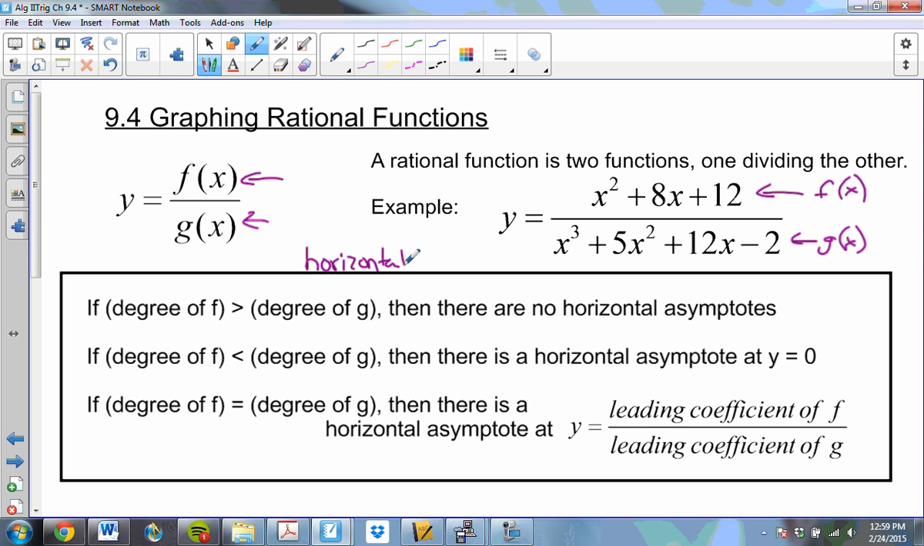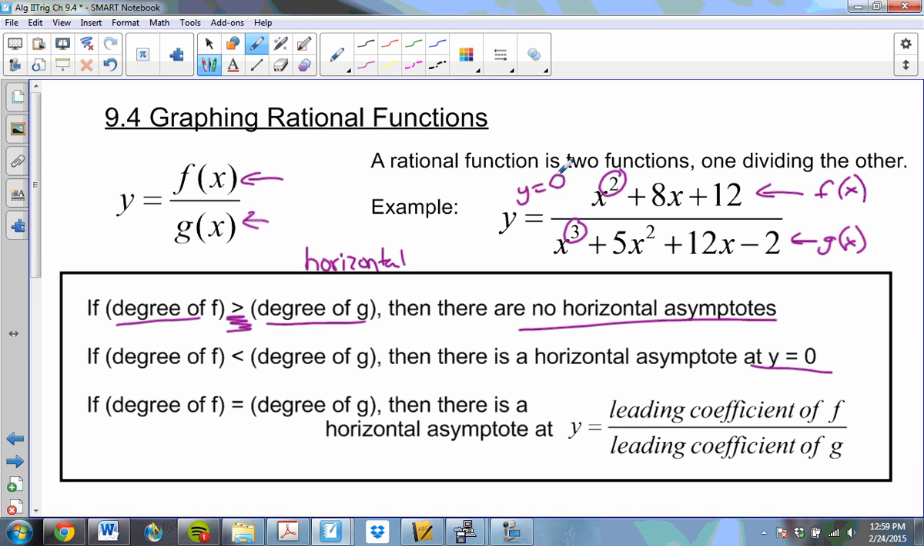If the degree of f is greater than the degree of the function on the bottom, the degree of g, then there are no horizontal asymptotes. If the degree of f is less than the degree of g, like we have here, if the degree on top is less than the degree on the bottom, there's a horizontal asymptote at y equals 0. So this graph has a horizontal asymptote at y equals 0.